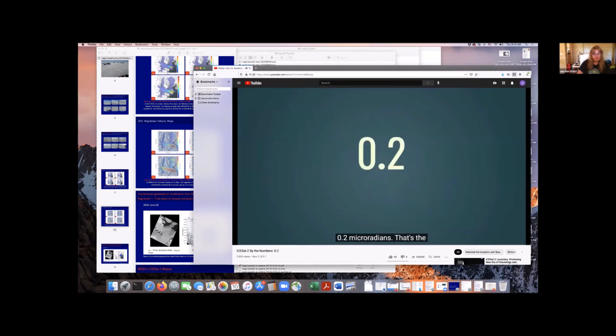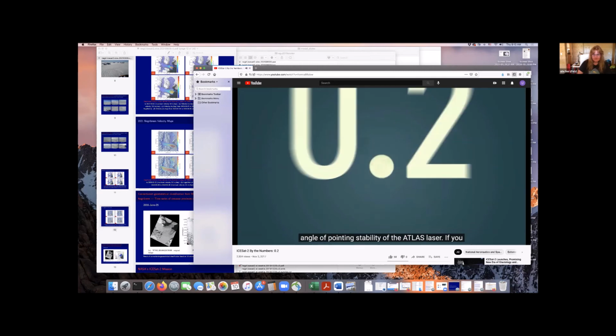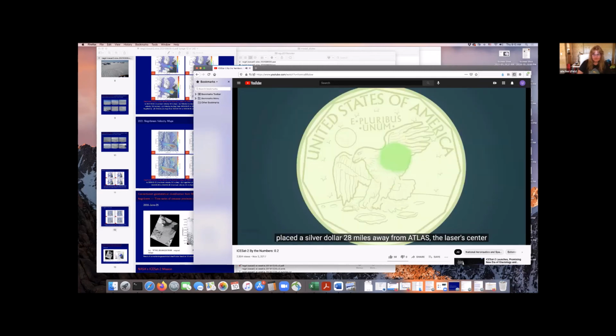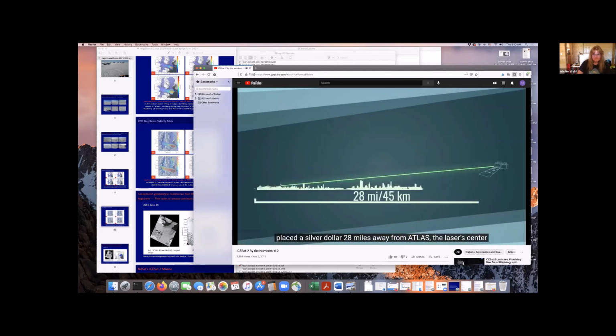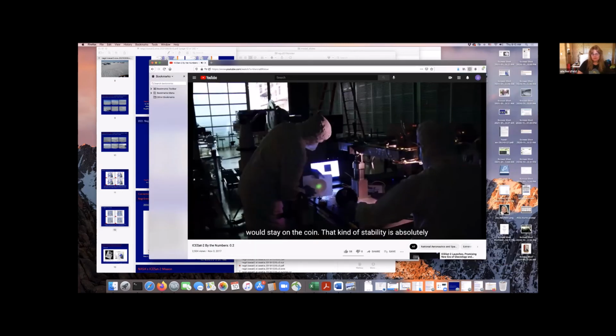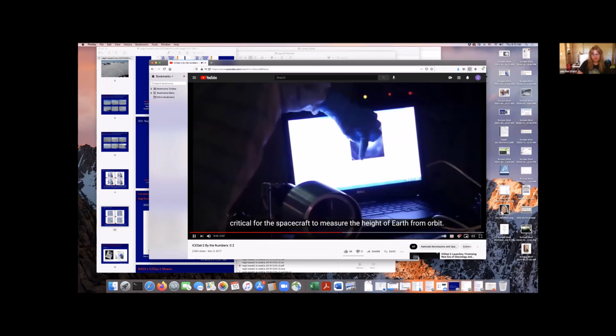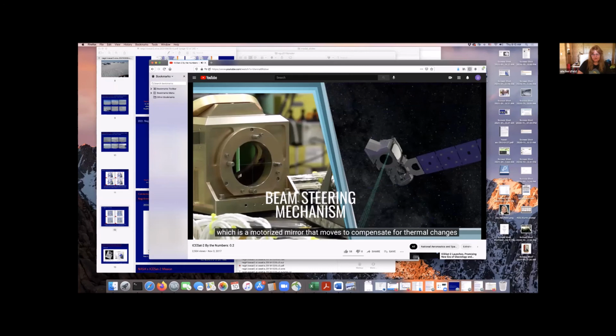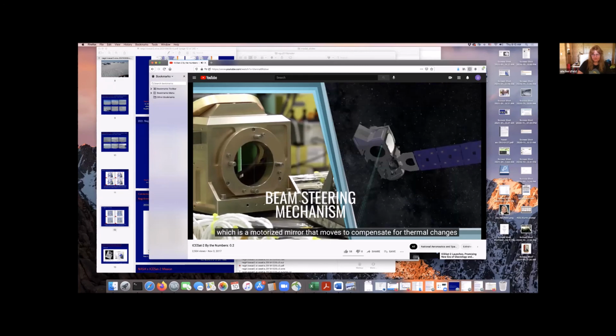.2 microradians, that's the angle of pointing stability of the Atlas laser. If you placed a silver dollar 28 miles away from Atlas, the laser's center would stay on the coin. That kind of stability is absolutely critical for the spacecraft to measure the height of Earth from orbit. To ensure pointing stability, Atlas uses the beam steering mechanism, which is a motorized mirror that moves to compensate for thermal changes that happen in orbit and prevents the Atlas beams from bending as they head for Earth. So remember this, please.